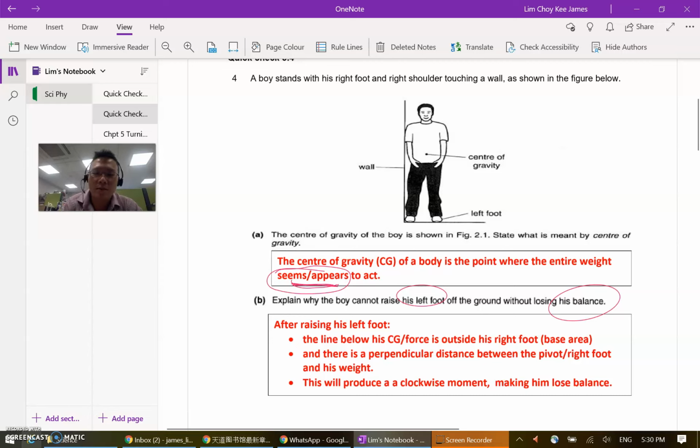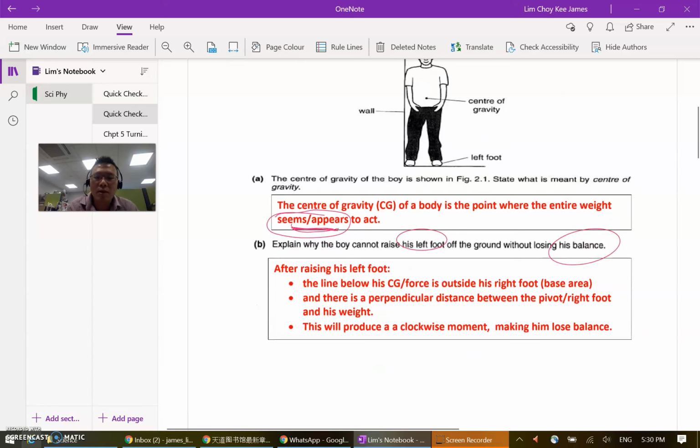Okay. For part B, the question looks at how he cannot raise his left foot without losing his balance. When we talk about stability, cannot without losing his balance, it means that this particular situation you are looking at is unstable equilibrium. Whereby the object, in this case the boy, is unable to recover from the action, to recover back to his original position. That's why he always loses balance.